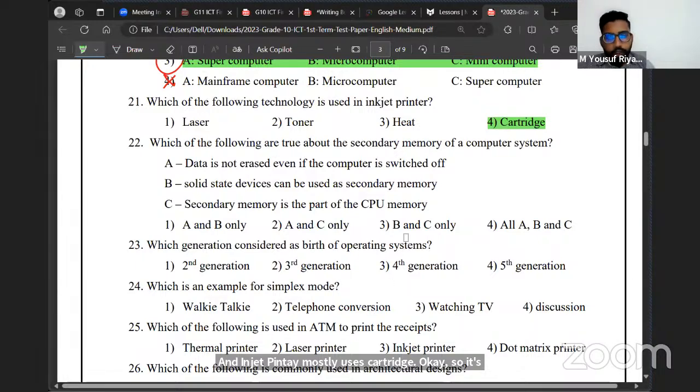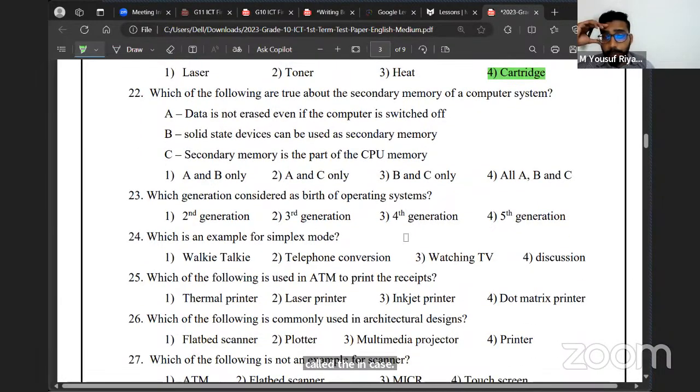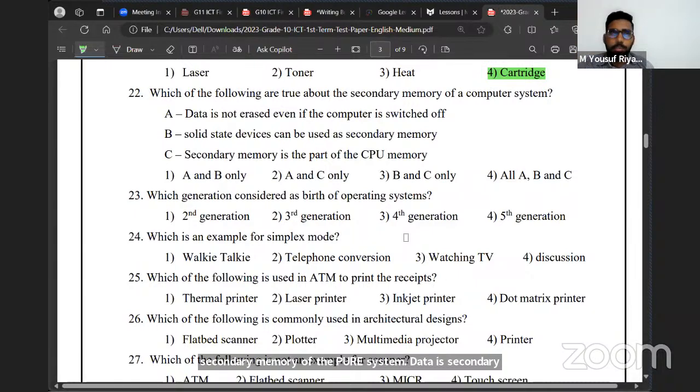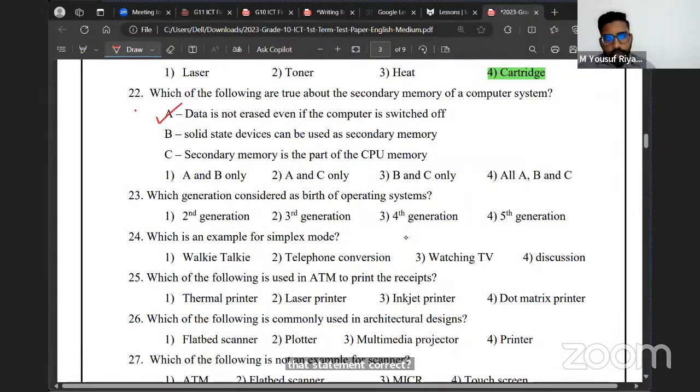Next, which of the following are true about the secondary memory of a computer system? Secondary memory is normally the external storage, for example optical storage devices and magnetic storage devices. Data is not erased even if the computer is switched off. Is that statement correct? Yes. A solid state device can be used as secondary memory. Is that statement correct? Yes. Secondary memory is a part of the CPU memory. Is that statement correct?